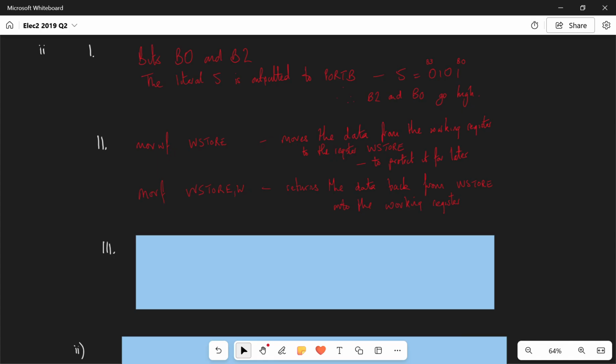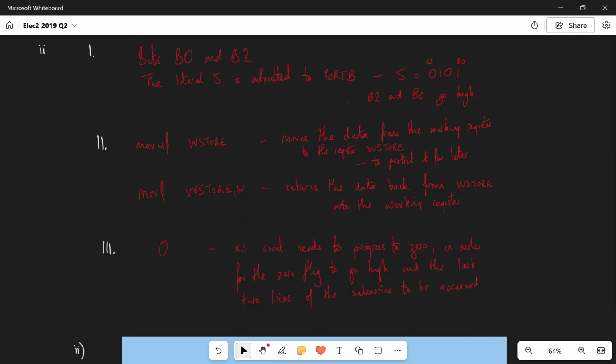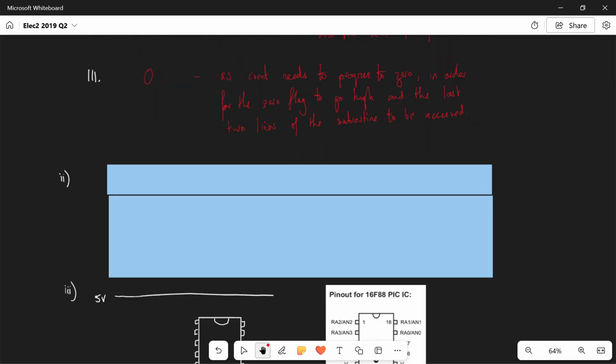Okay, part 3. What value is stored in the register count when the program completes the subroutine and returns to the main program? Now this is down to that line, which was DECFSZ count, F. Remember, that was looking for the 0 flag to go high, and in order for the 0 flag to go high, you need a 0 in the count register. So count needs to progress to 0 in order for the 0 flag to go high and the last 2 lines of the subroutine to be accessed. So there's our explanation for the 0, not that they're actually asking for that.